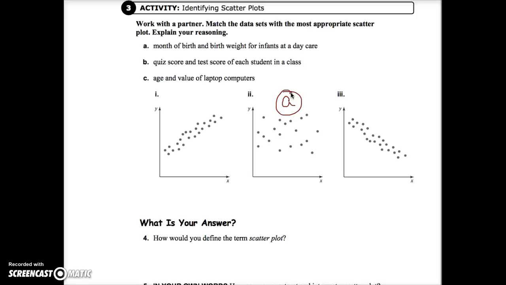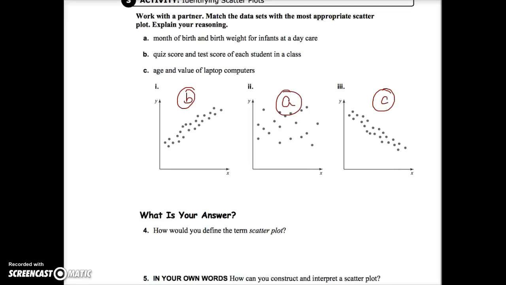B is the quiz score and a test score of each student. So if you got a higher quiz score, what's going to happen to your test score? It's going to be higher. So this is going to be this graph right here. And then C, the age and value of laptop computers. So think about your laptops that you have. When you got them, they were brand new. You had them for 0 days, they were brand new. Their value was high. And as you've worn them out, their value has decreased. So that would be the third graph right there.